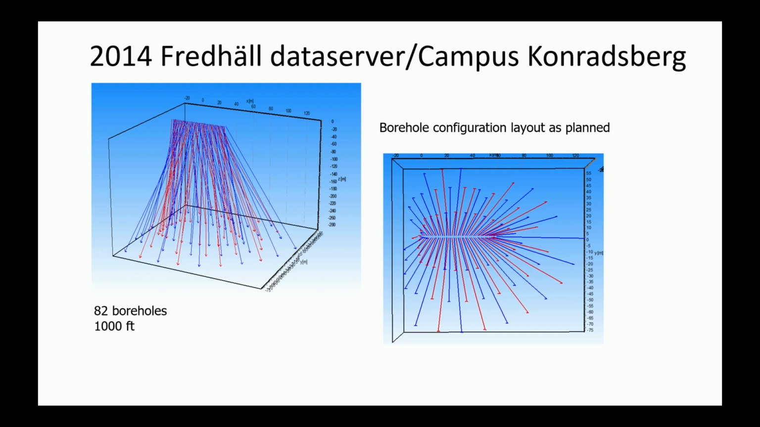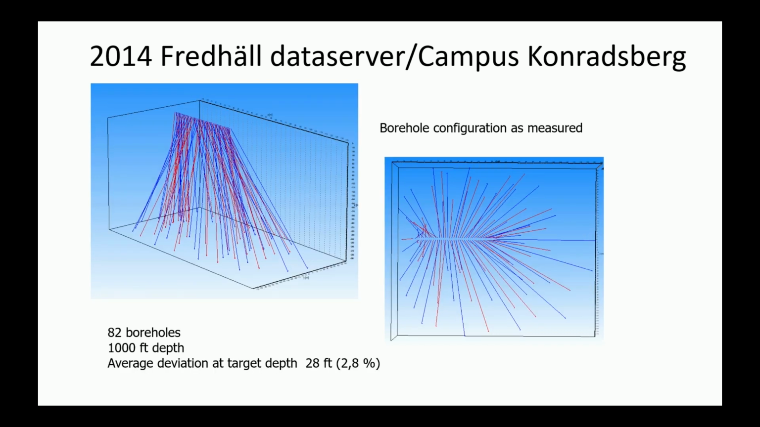And the boreholes are 1,000 feet deep. In this case, they also measured all the boreholes, and it turned out that it looked pretty much as they had designed, with an average deviation, a target depth of 28 feet, about 2.8%.